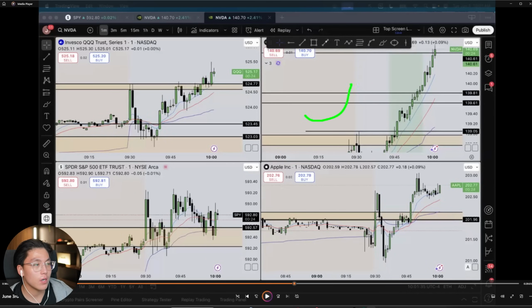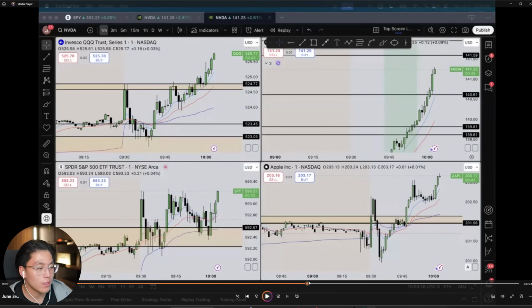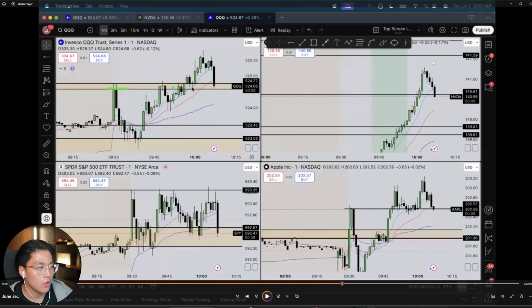As you can see right there on NVIDIA, nice push towards the upside as Qs finally broke out here as well. I ended up speeding up the tape, but as you can see, it really only went up in a straight line. So that ended up being a really solid trade. We also had a little bit more continuation if I speed this up all the way back up towards your 141.